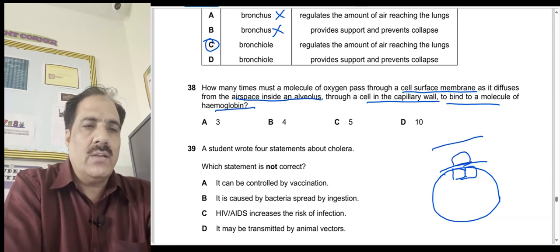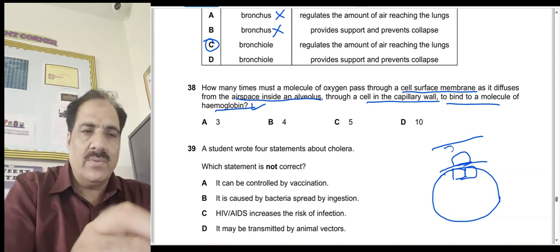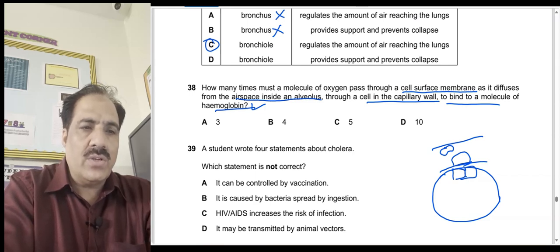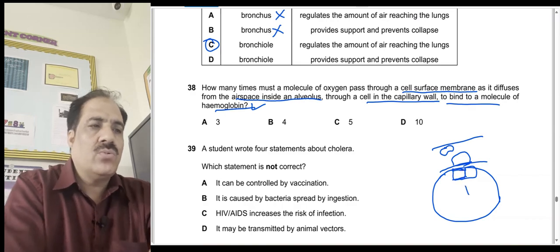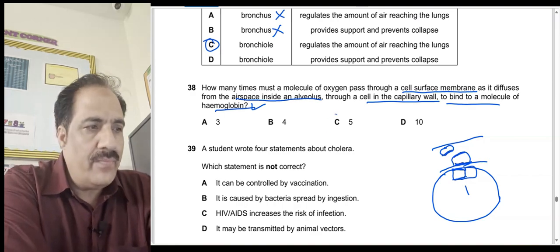So hemoglobin is inside another cell here, the red blood cell. So it has a cell surface membrane. If the oxygen molecule passes from here, it has to pass through this first one membrane, then 2, 3, 4 and 5. So it has to pass through 5 membranes in order to reach the hemoglobin in the red blood cell.